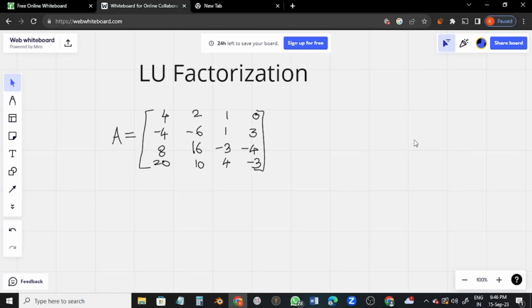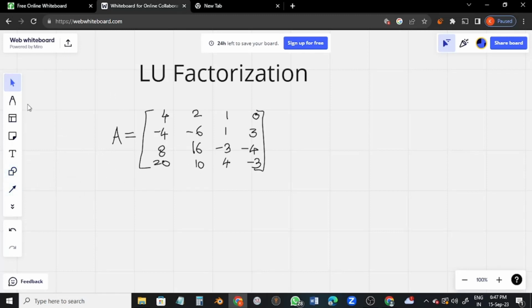Hello all. Let us today practice LU factorization of a matrix. We are given matrix A equal to a 4 by 4 matrix. Row wise, let us see the entries. First row 4 2 1 0. Second row -4 -6 1 3. Third row 8 16 -3 -4. And last row 20 10 4 -3.